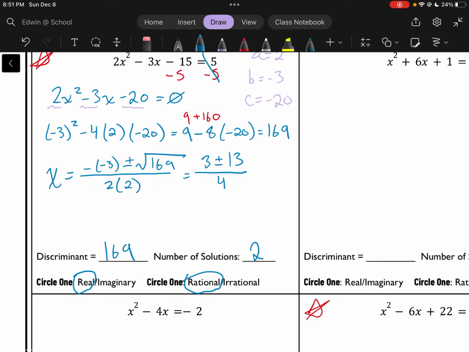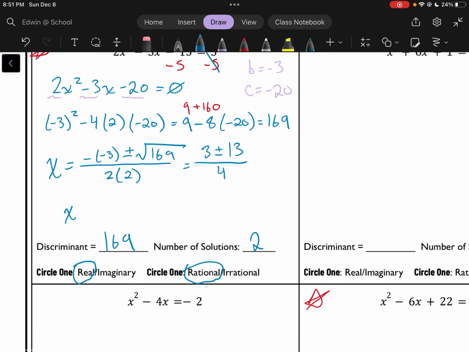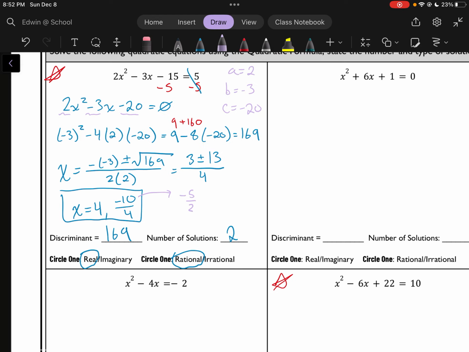So now that I have this simple expression, we just write it as two answers. One that's with the plus, the other one that's with the minus. So we can do some mental math real quick. 3 plus 13 is 16. 16 divided by 4 is just 4. Next one. 3 minus 13 is negative 10. Negative 10 divided by 4, well, we could just keep it like that. We could also rewrite this as negative 5 over 2, but they both are perfectly fine.